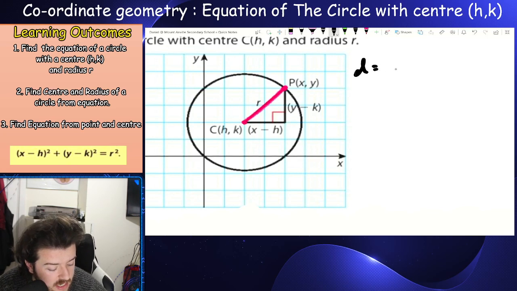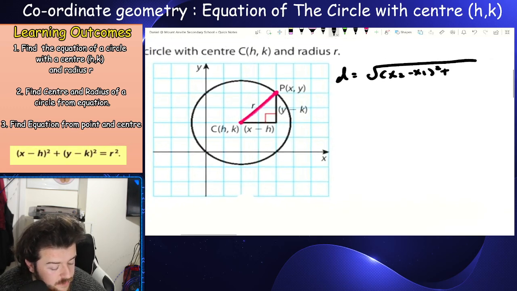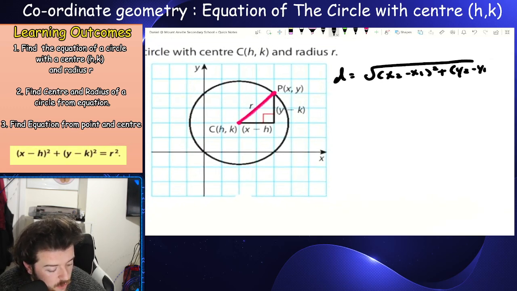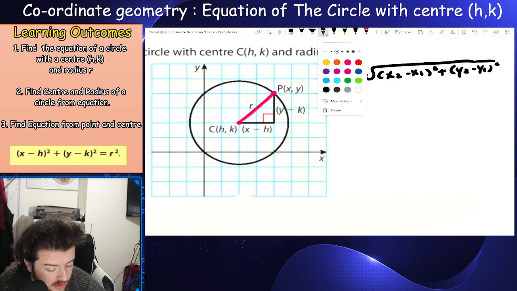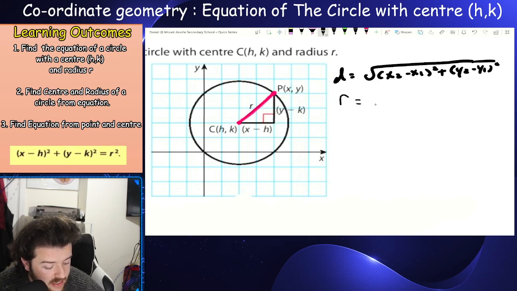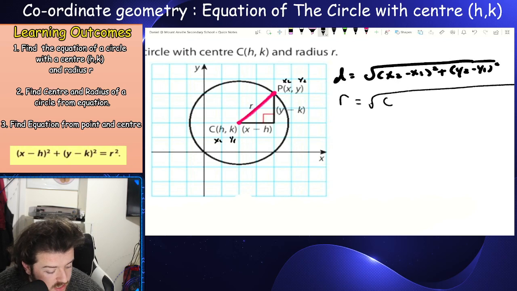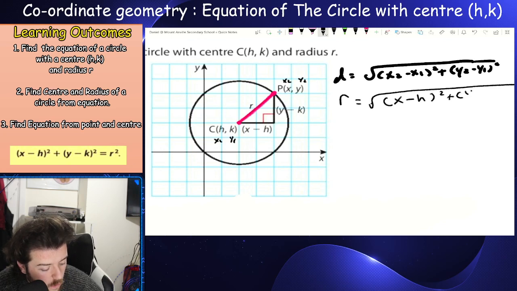My distance equals the square root of x2 minus x1 squared plus y2 minus y1 squared. We know my distance is going to equal the radius R. So these are my two points. I'm going to call this one x1, y1, and this one x2, y2. So I put it in my formula here. I have x2 minus x1, so I have x minus h squared plus y minus k squared.